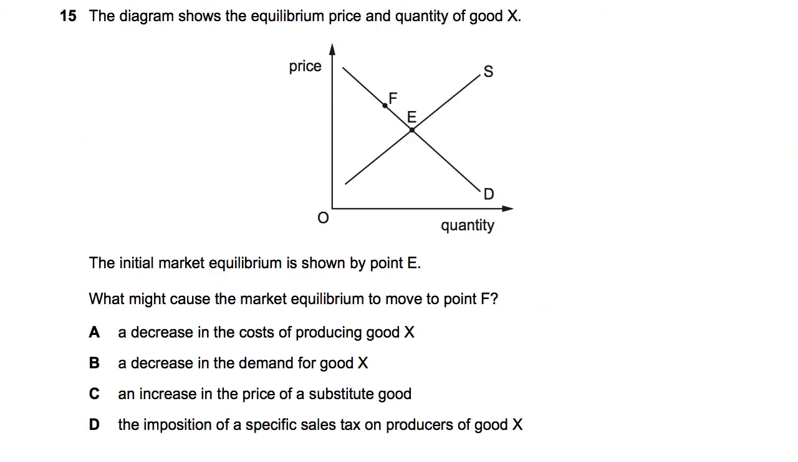In question 15, the diagram shows the equilibrium price and quantity of good X. The initial market equilibrium is shown by point E. So this is the initial market equilibrium. What might cause the market equilibrium to move to point F? If the market equilibrium is moving to point F, the only way it can happen is by the supply curve shifting backward, right? So if the supply curve shifts backward, this will be the new equilibrium. The supply curve only shifts backward when there is a rise in the cost of production, and if that's the case, then D will be the answer, which is the imposition of a specific sales tax on producers of good X, which results in the supply curve shifting backward.